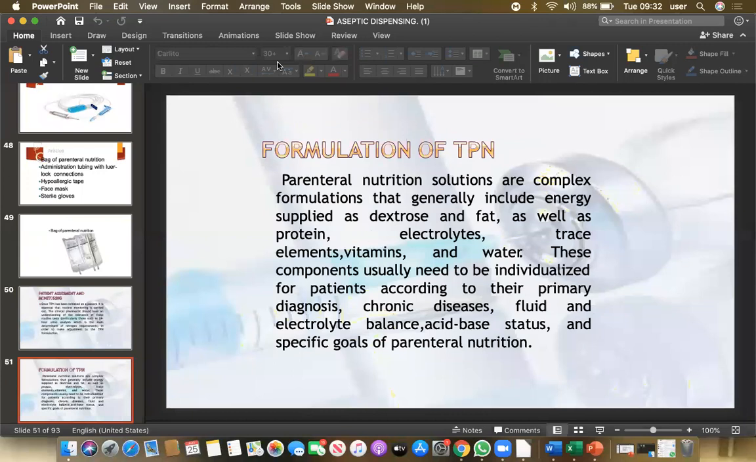Now, formally, how is the TPN prepared? Parenteral nutrition solutions are complex formulations that generally include energy supplied as dextrose and fat, protein, electrolytes, trace elements, vitamins, and water. These components usually need to be individualized for patients according to their primary diagnosis, chronic disease, fluid and electrolyte balance, acid-base status, and specific goals of parenteral nutrition. Depending upon the requirement of the patient, the type of disease, the physician prescribes accordingly.